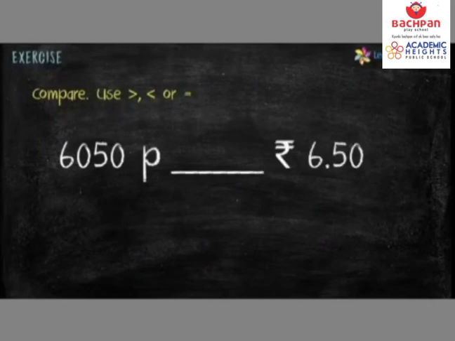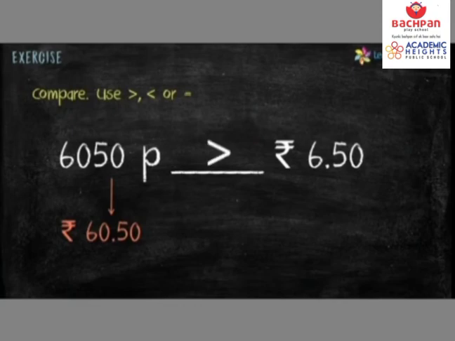Next, compare 6050 paise or rupees 6.50. So we convert 6050 into rupees. So we put a dot before the last two digits. So that becomes 60.50, and which is greater than 6.50.